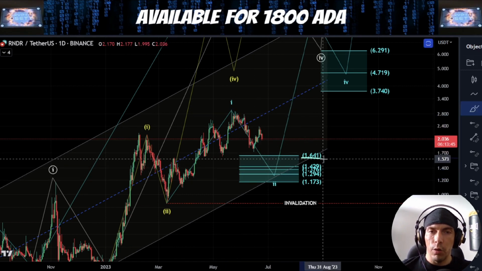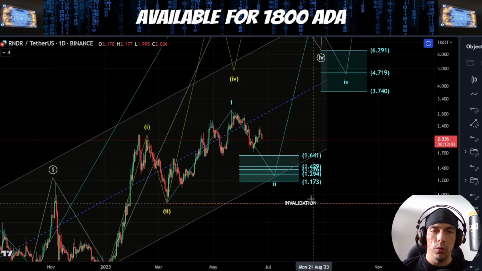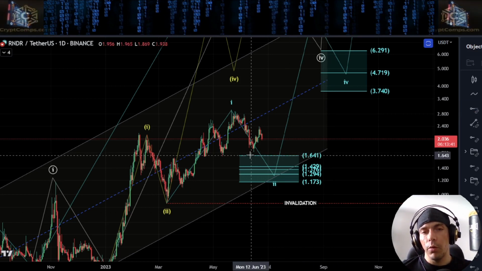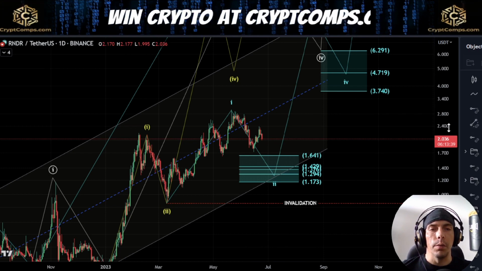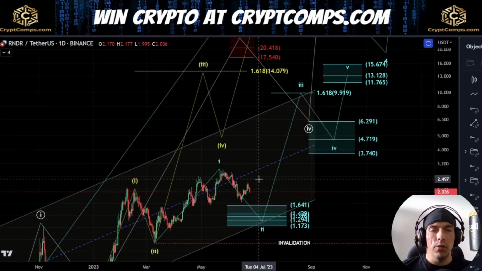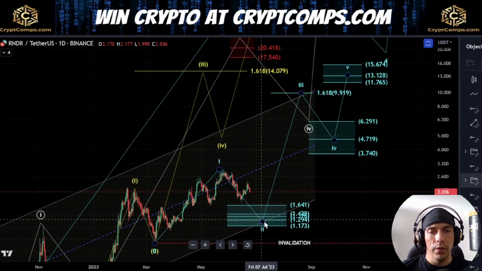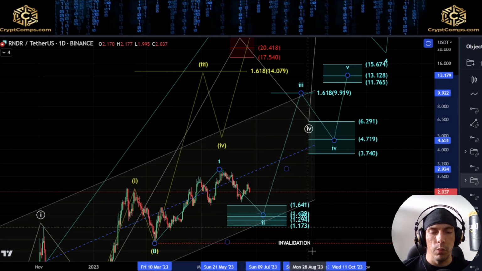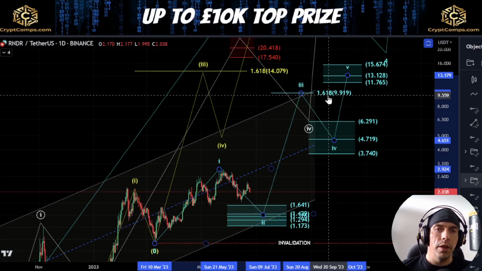So if we do manage to hold this zone of this $1.64 to this $1.17, what we could actually see is that continuation to the upside. Though really we'd need to get a much stronger move to the upside here. So off of this 0.618, which is sitting here at this 142, what we'd be looking for typically would be this 1618 here towards this 991.